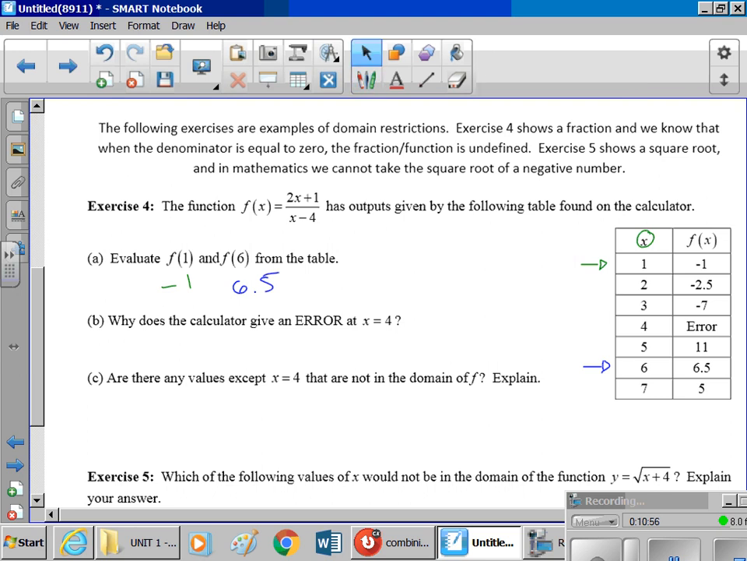Okay, so now why does the calculator give an error at x equals 4? And actually in your calculator it would say ERR. It wouldn't say error exactly. So when you see ERR capitalized, you'll know that that's an error on your calculator. So hopefully you're remembering that in your denominator, when you have x minus 4, let me circle that, you know that that will be undefined when that's 0.